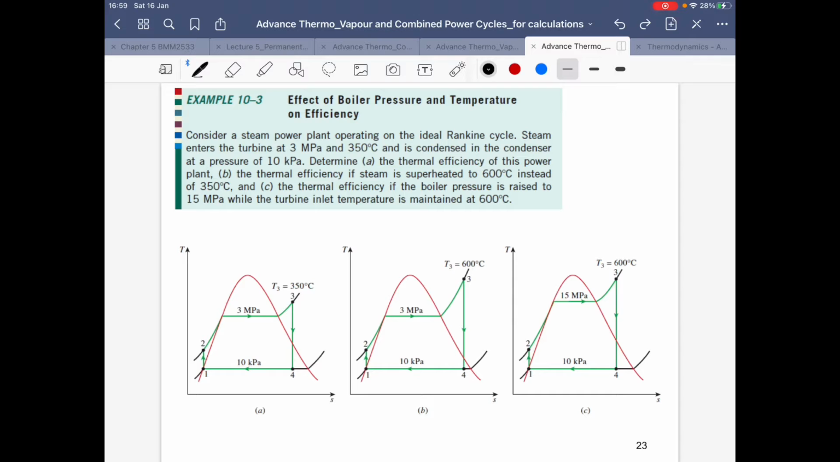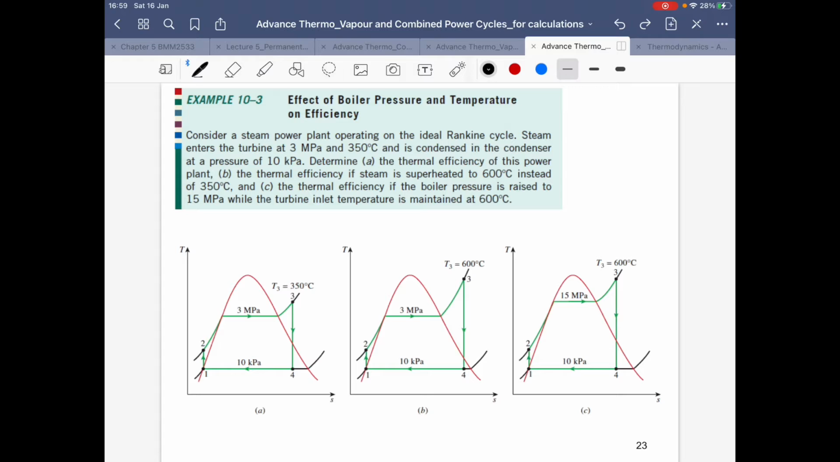So this is the second example problem solution step. This is example 10.3 from the Thermodynamics engineering textbook by Cengel. In this question, it is about the effect of boiler pressure and temperature on efficiency, whenever we want to improve the efficiency of our steam power plant. So let's read the question first.